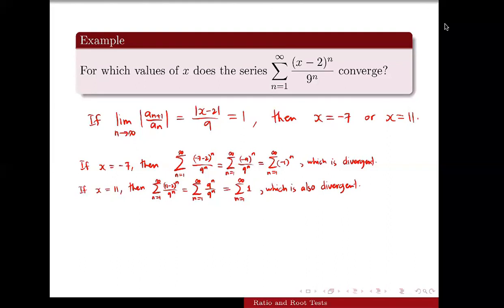So, therefore, the series sum of (x minus 2)^n over 9^n from n equals 1 up to plus infinity only converges for x inside the open interval negative 7 up to 11. So this is the answer to the problem.